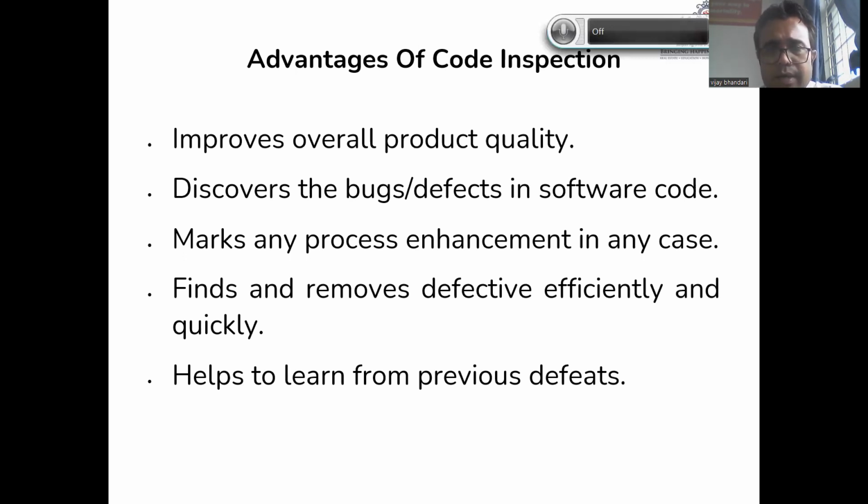Second, it discovers the bugs and defects in software code, as we have already discussed how we find defects in software. Third, you can go through the software development lifecycle model and mark any process enhancement. Fourth, it finds and removes defects efficiently and quickly. Fifth, it helps to learn from previous defects, so any authority can learn from the previous defects and easily find defects.